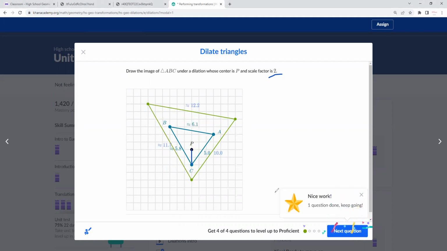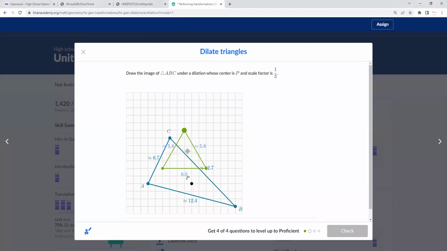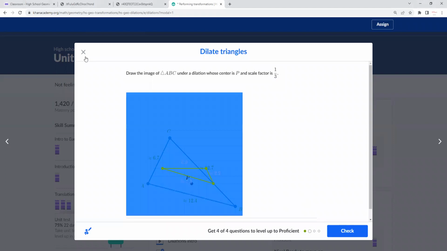And that's how you dilate triangles. And remember, the center of dilation has to hit both points. You can also tell: 6.1 times 2 is 12.2, 5 times 2 is 10, 5.8 times 2 is about 11.7. So that's how you dilate these ones. Just count to see how far the point is and then multiply it by your scale factor.